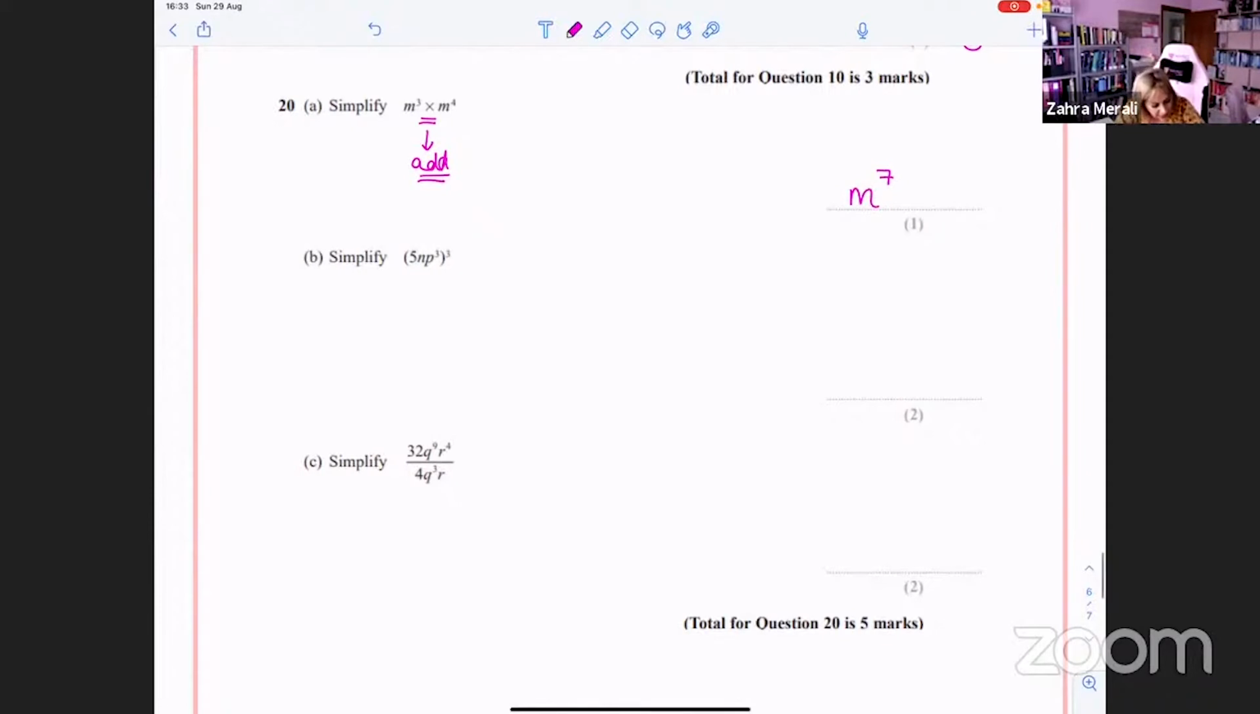Now here we've got, let me rewrite it bigger, 5np cubed. So that's actually to the power of 3. So we're doing 5 to the power of 3. Remember, that doesn't mean 5 times 3. It means 5 times 5 times 5. So everything in the bracket is to the power of 3. So first we're going to do 5 times 5 times 5. 5 times 5 is 25. 25 times 5 is going to give us 125.